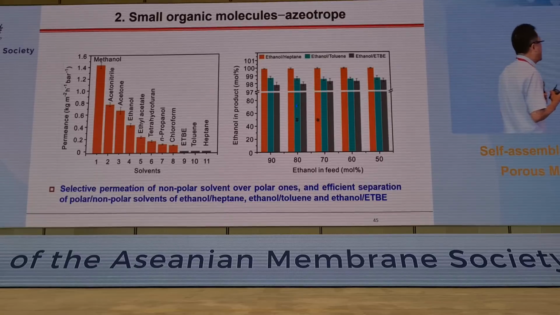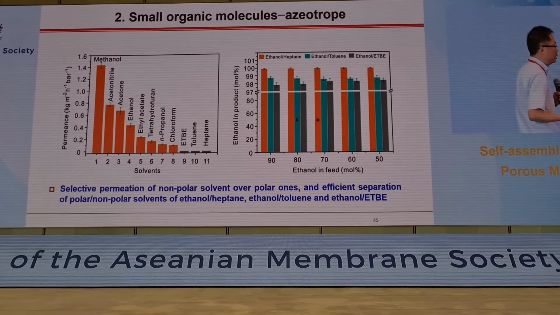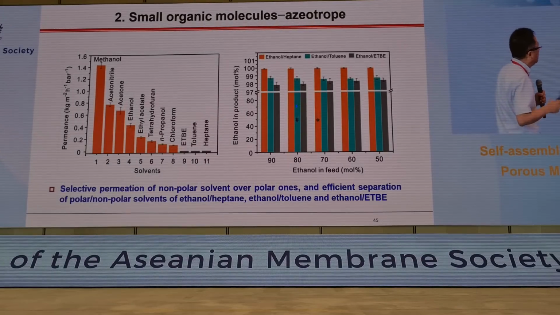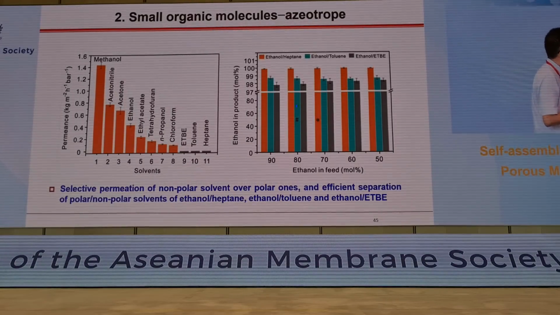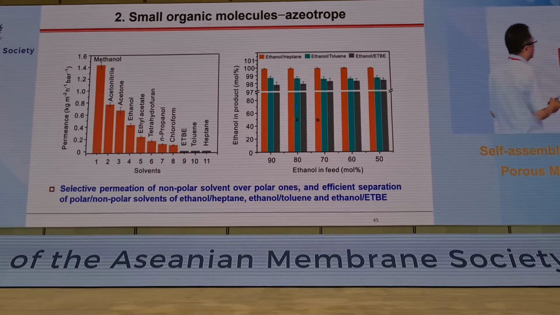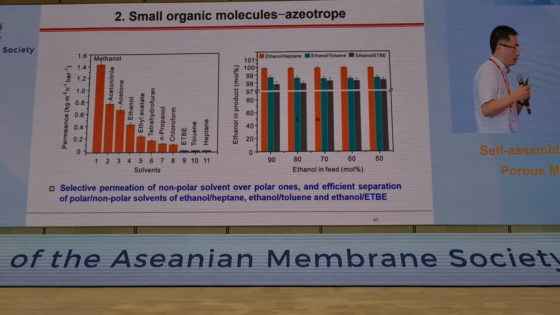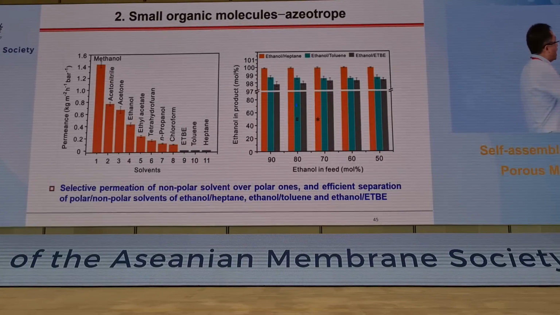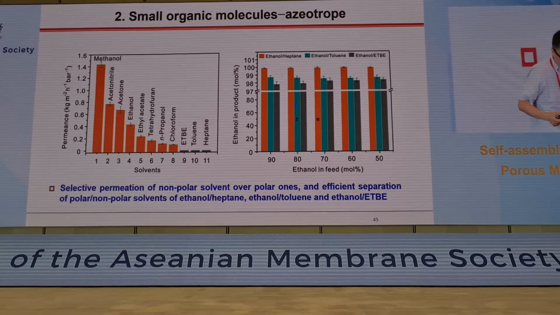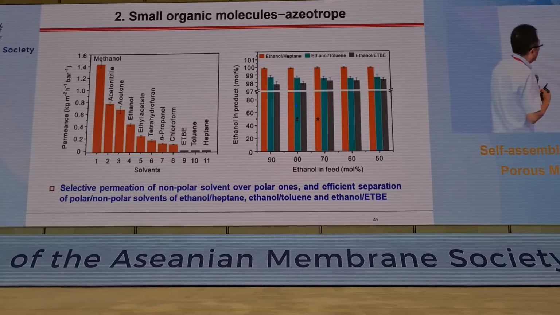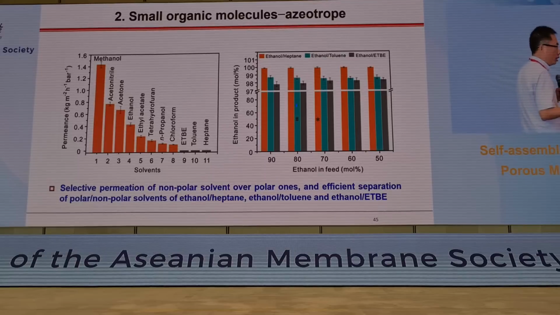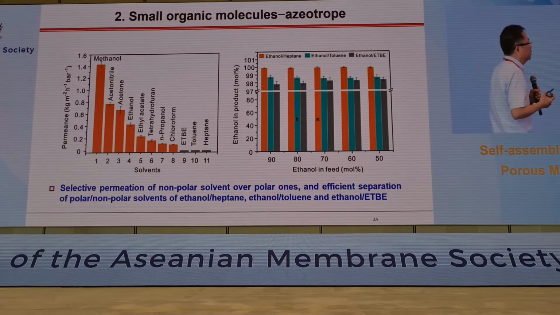Then we tested 11 commonly used solvents, including polar and non-polar molecules. We found that all the polar molecules, like alcohols, could permeate the membrane, in comparison with the non-polar molecules like alkanes, aromatics, and also esters. They cannot permeate the membrane.